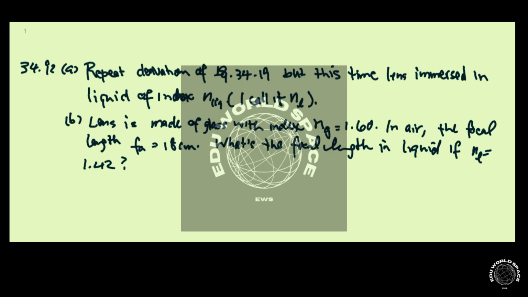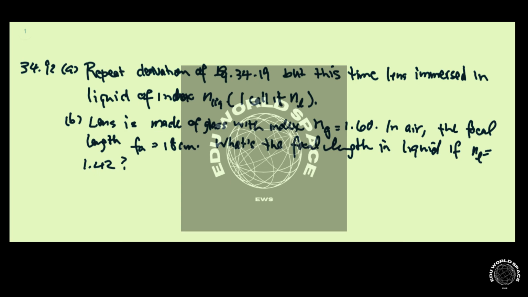Okay, in problem 92, we have two parts. In part A, we're asked to repeat the derivation in equation 34.19, but this time we have to assume that the lens is immersed in a liquid instead of being in air. And this index of refraction of the liquid is called N subscript LIQ, but I call it N subscript L because it's much easier to write.